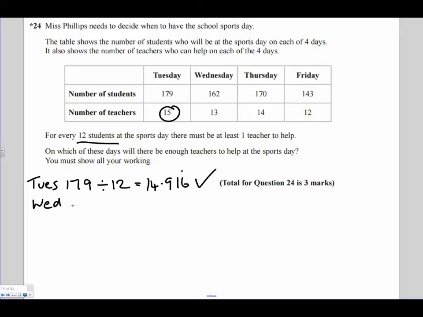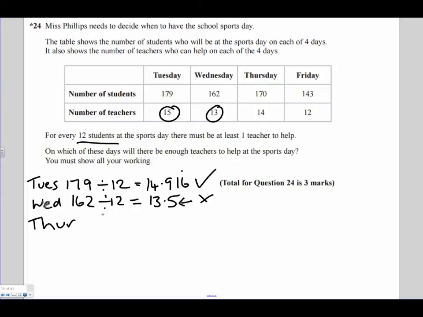Let's do the same for Wednesday. We have 162 students and we divide it by the 12 that we need for those students. And that gives us 13.5 teachers required. Well, we've only got 13 and we need over 13, so we can't do the sports day on a Wednesday.